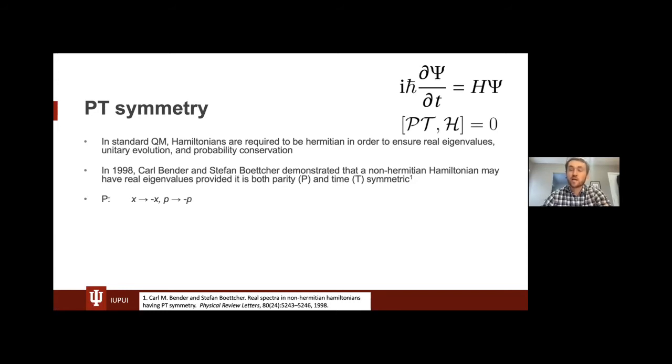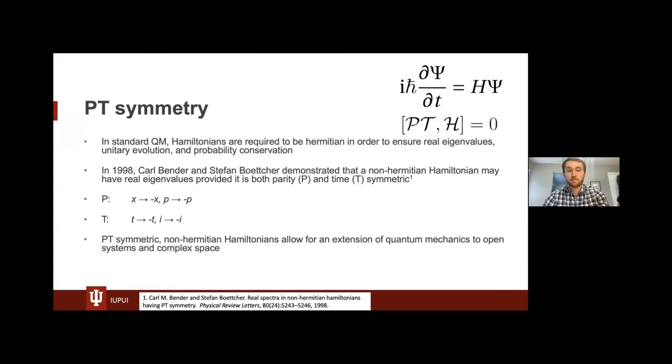Of course, the parity operator reverses your system in space, and the time operator reverses your system in time. And this allows for an extension of quantum mechanics to open systems and complex space, right? This is all things we know.